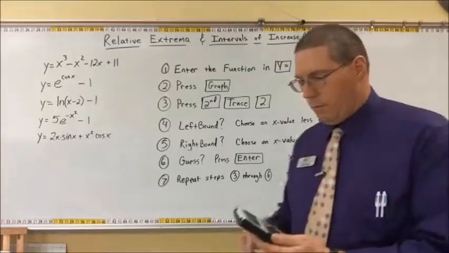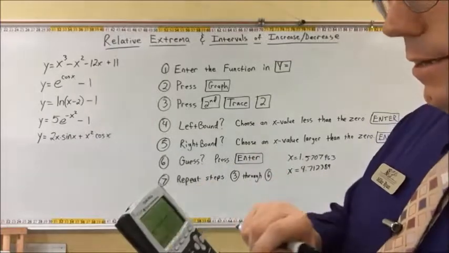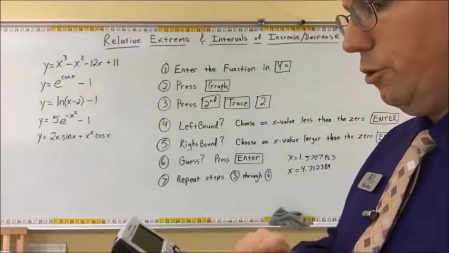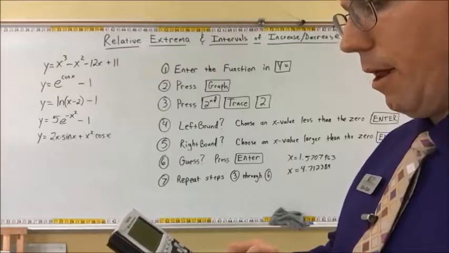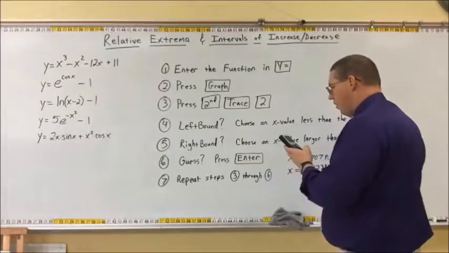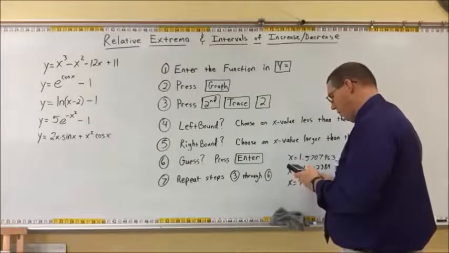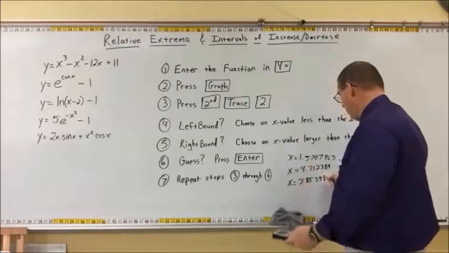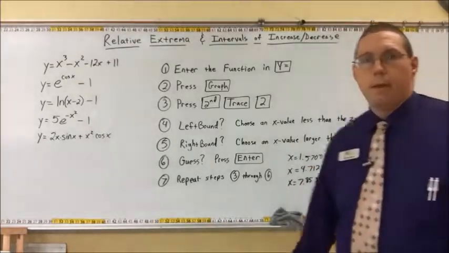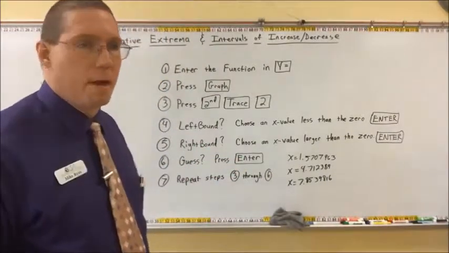Now, one more. We got this one way over here. To me, it looks like it's maybe between 6 and 8. So I'll hit second, calc 2, left bound 6, right bound 8, enter, and I get x equals 7.8539816. There we go. And so those are, I only chose those 3 zeros, so there they are.